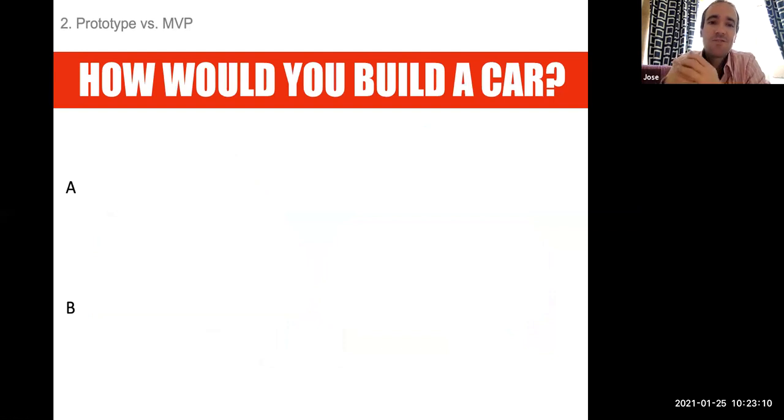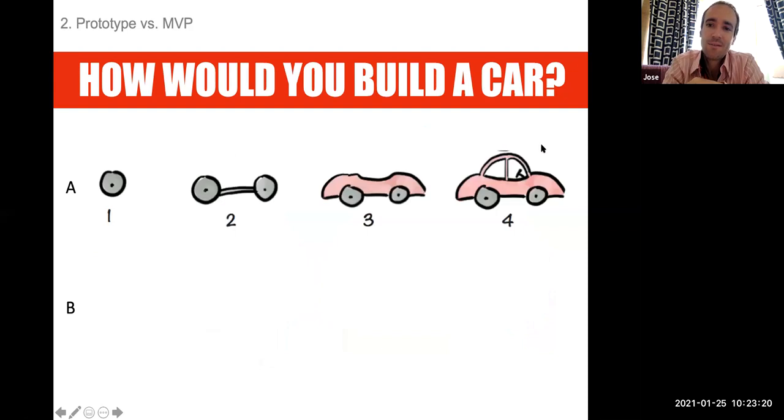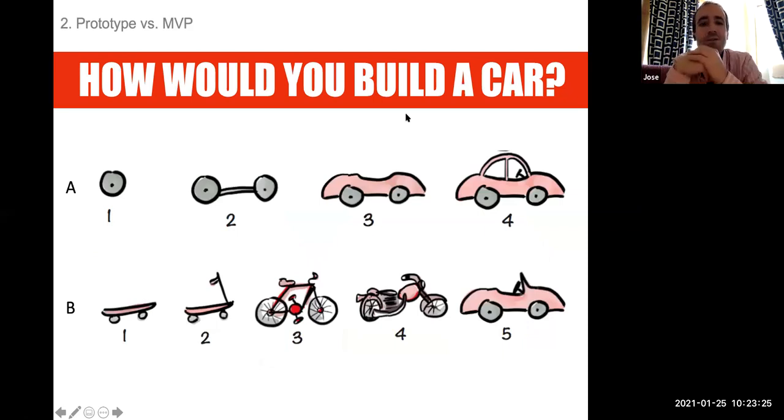Okay. So here's another question for you. Imagine you work for Toyota and we ask you to build a car. There are two ways to build a car or prototype a car, this or this. Which one would you choose, A or B? A. Anybody choose B? Asma, would you explain to us why you chose B?